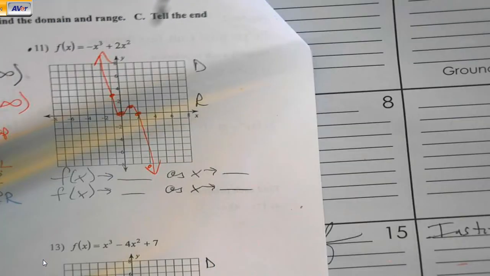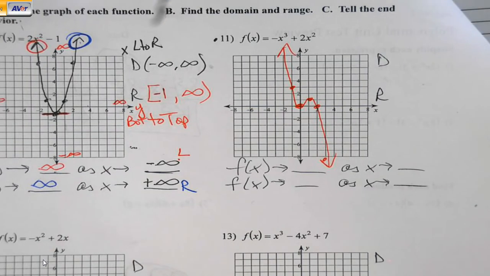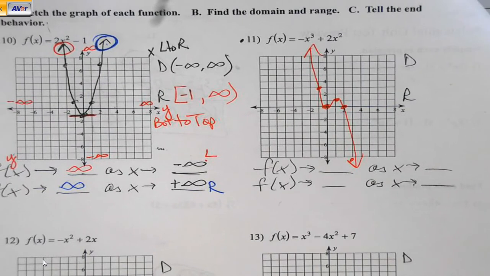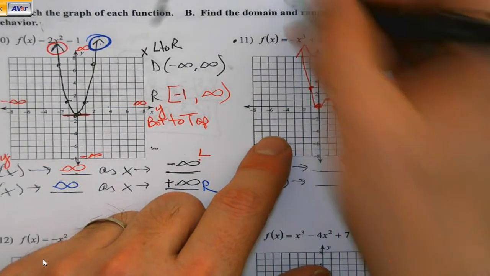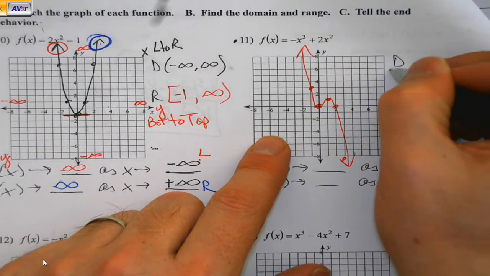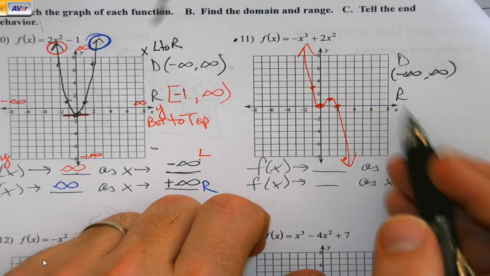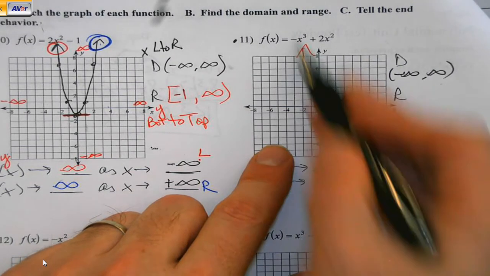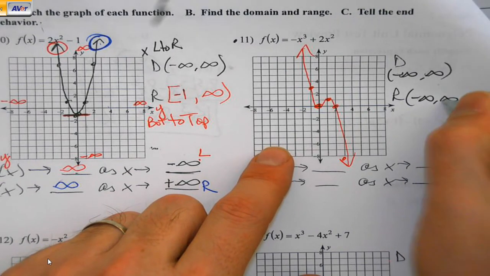And again, I'm going to start looking and going, okay, so let's see. Domain, left to right. Forever to the left, forever to the right. So that's infinite. What about my range with my y's? Forever up, forever down. All right, can handle that.